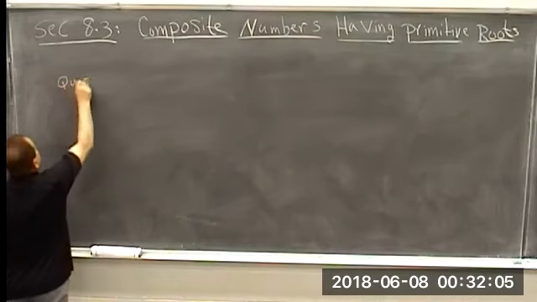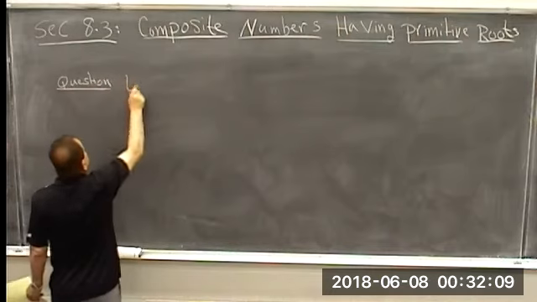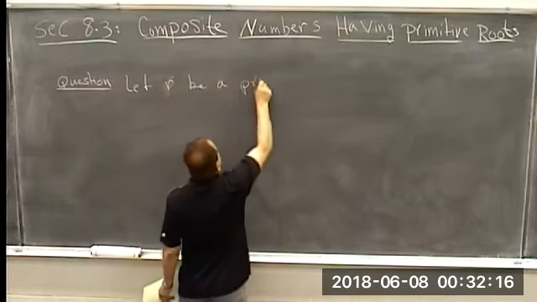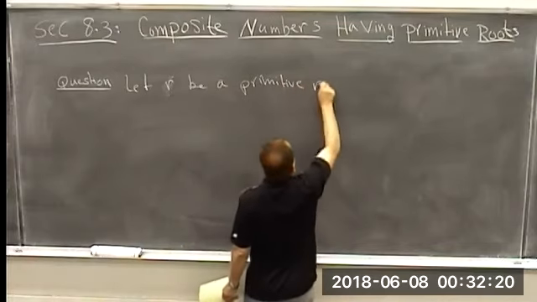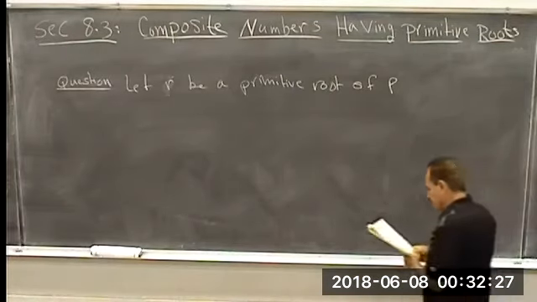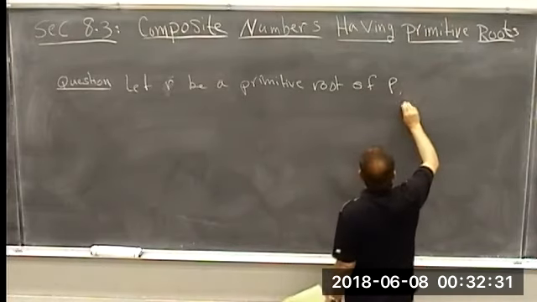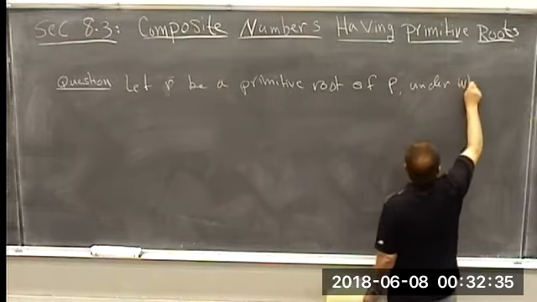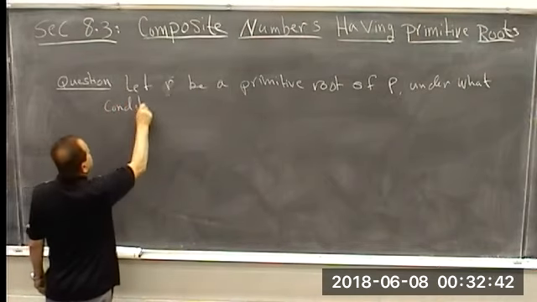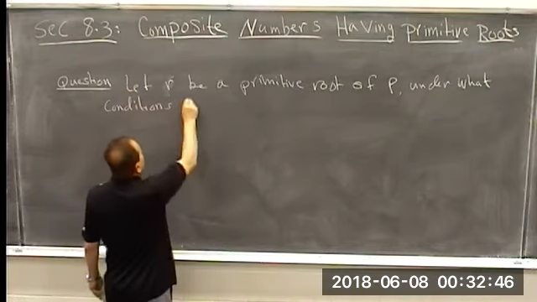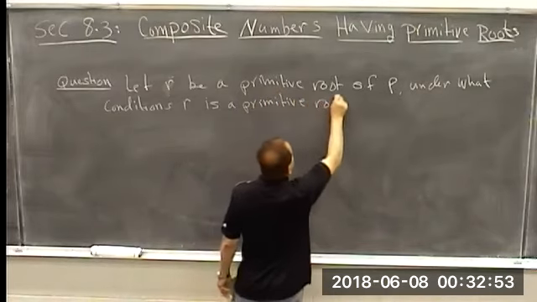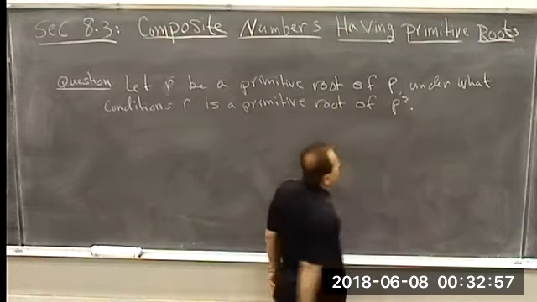So here's a question you want to ask. Let's start with: let R be a primitive root of P. Now remember, P is an odd prime from here on, all right? So we want to find under what conditions R is a primitive root of P squared. Let's start with this.